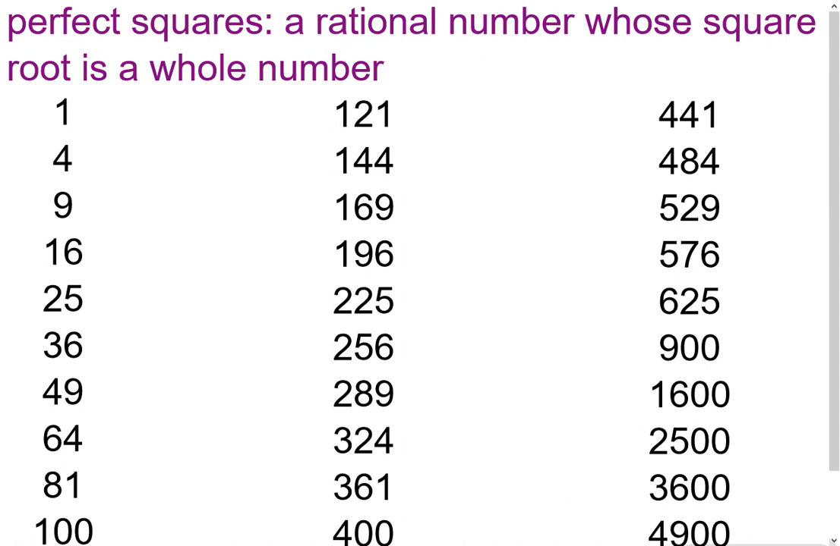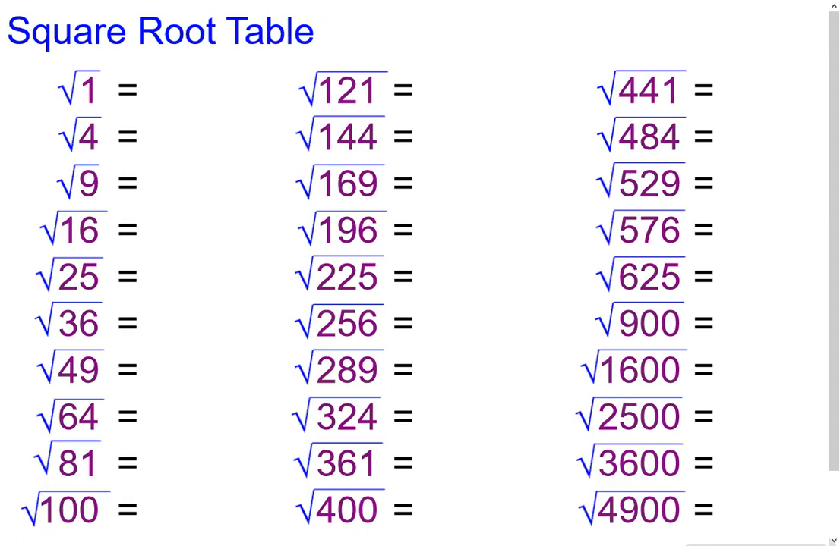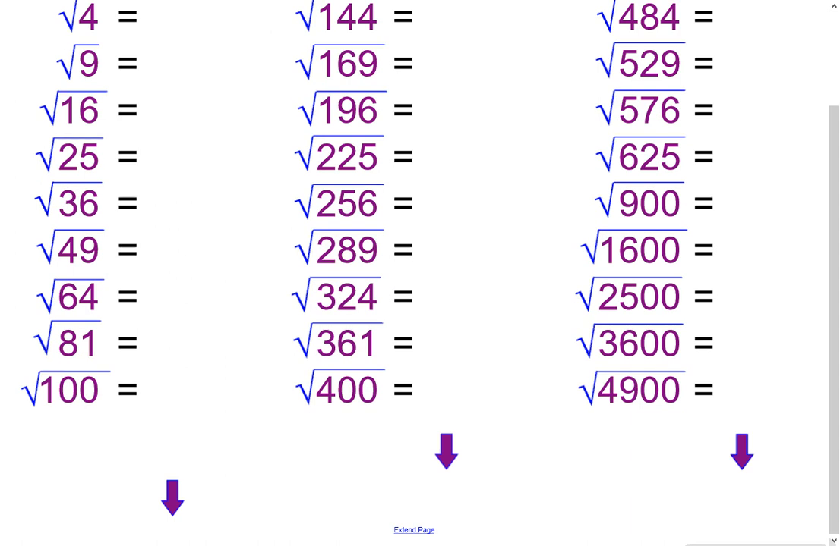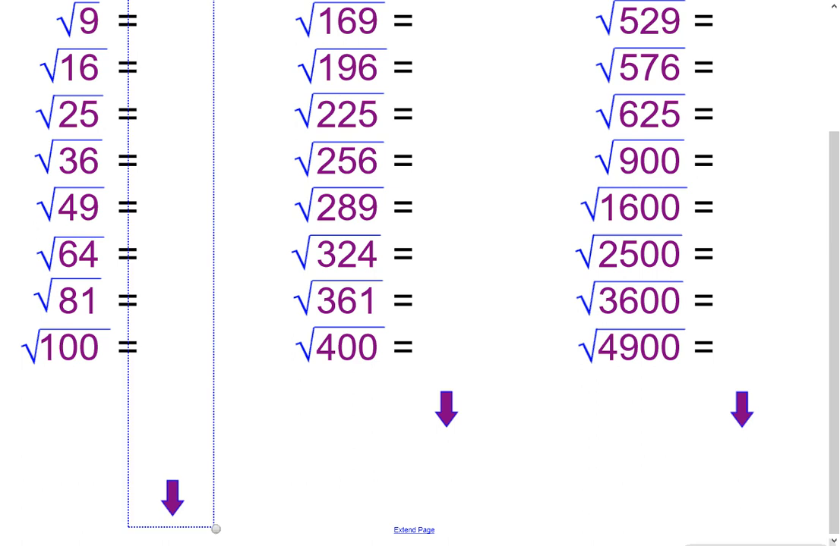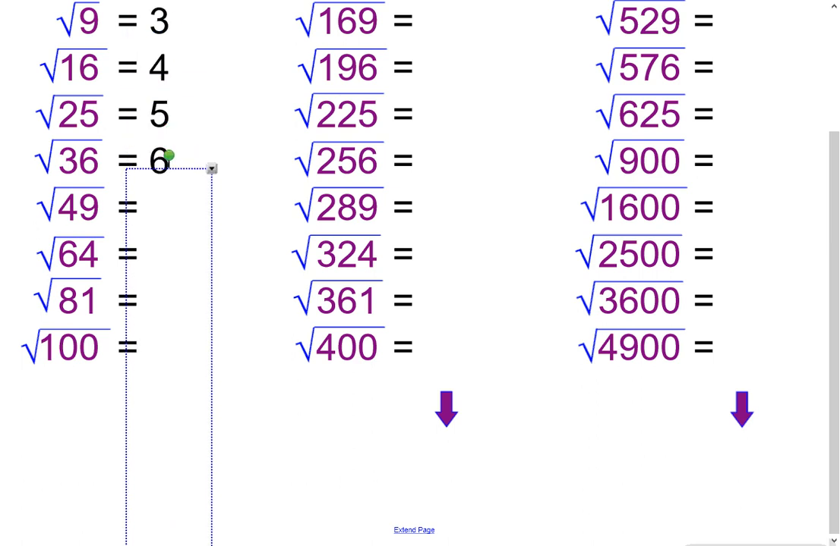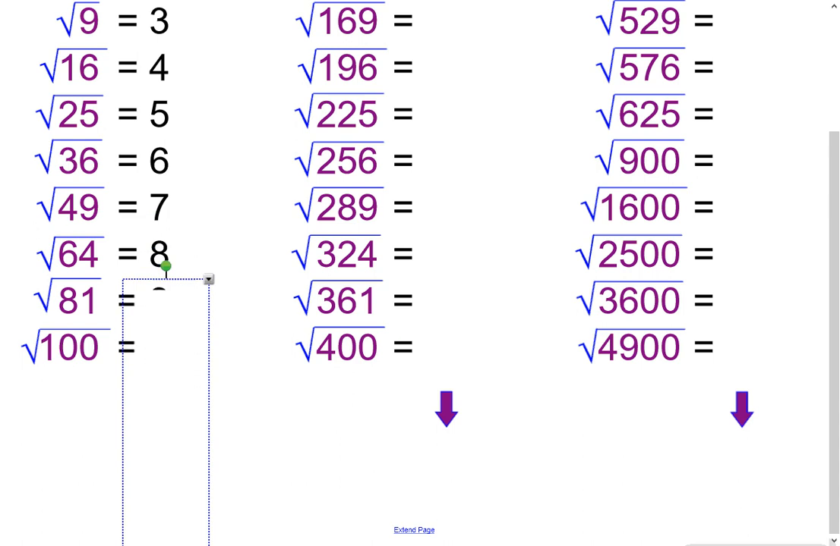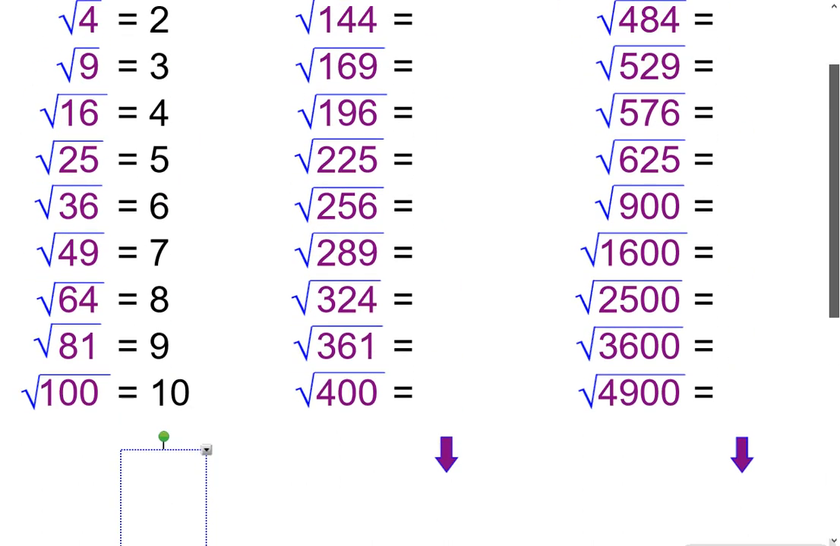Now, I'm going to show you on the next page why these are perfect squares. So I took all those numbers from the previous page, I turned them purple, and I put a square root over the top of them. This is why they're perfect squares. Because if I take the square root of 1, I get 1. If I take the square root of 4, I get 2. Square root of 9 is 3, and the square root of 16 is 4, so on and so forth. So when I take the square root of all of these numbers, notice my answer is a whole number.